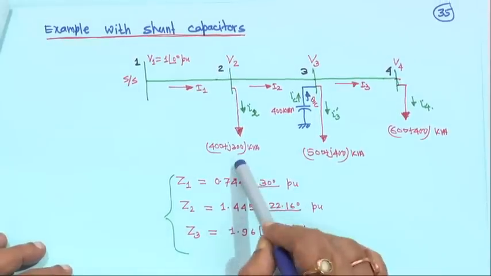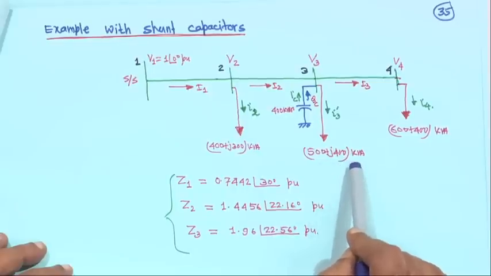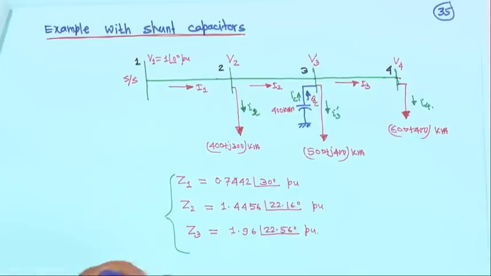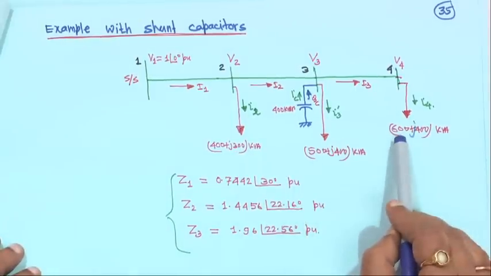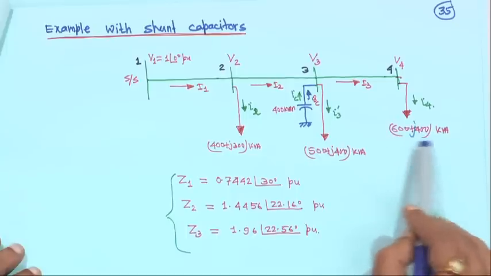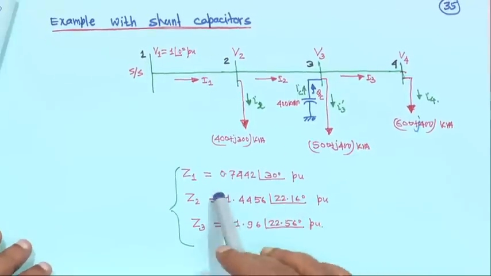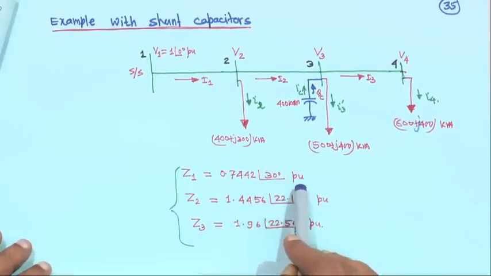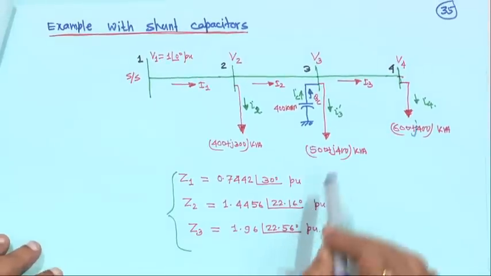Therefore, these loads are already given, this is 400 plus j300 kVA, this is 500 plus j400 kVA, and this is 600 plus, I have missed, here it is j400 kVA, right. That is 400 kilowatt, 300 kilovar, 500 kilowatt, 400 kilovar, 600 kilowatt and 400 kilovar. When you put every two things in brackets, they are in kVA, and the impedance is also the same, in per unit. Z1 is 0.7442 angle 30 degree per unit, Z2 is equal to 1.4456 angle 22.16 degree per unit, and Z3 is equal to 1.96 angle 22.56 degree per unit, the same impedances, and a capacitor is connected.